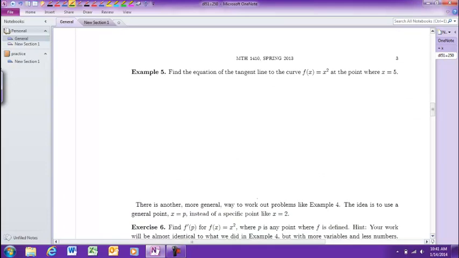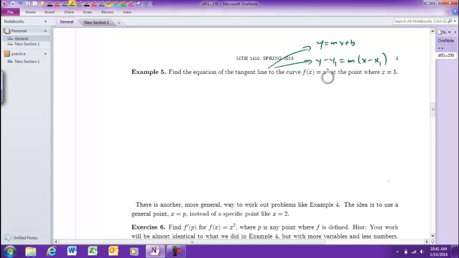Then example 5 says find the equation of the tangent line to the curve f of x equals x squared at the point where x equals 5. Now, if we want the equation of a line, there's two different equations of lines that I know. There's y equals mx plus b, that's the slope-intercept form. And then there's also y minus y1 equals m times x minus x1. This is the point slope formula. So it's a point x1, y1, and the slope m.